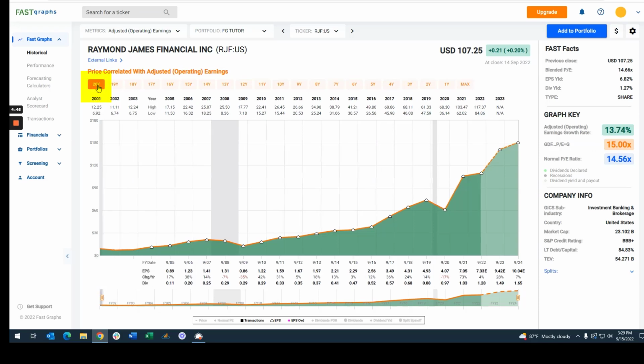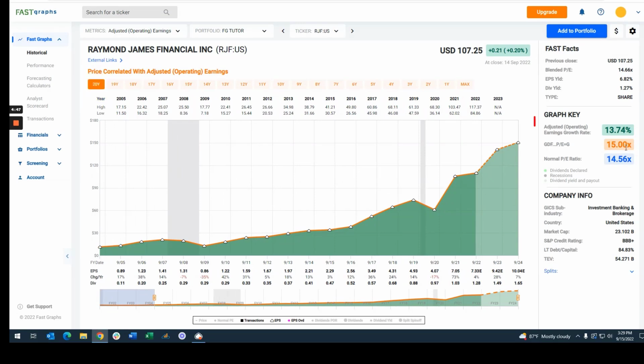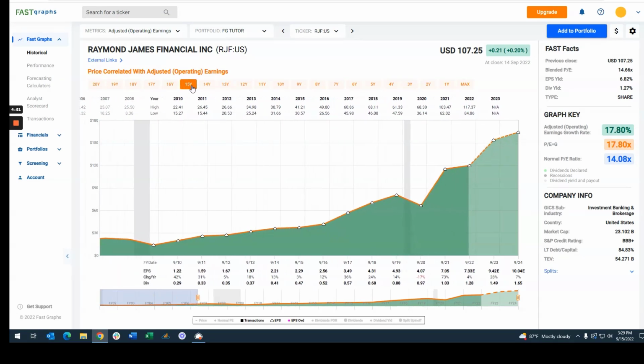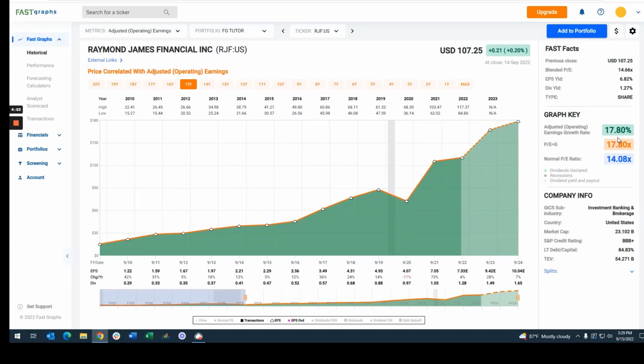Now, if I shorten the time frame a little bit, I want you to notice that the growth rate changes. I'll shorten it again to 15 years, and now we get 17.8%. When that happens, I notice that the formula shifted to P equals growth rate, because we now have growth over 15%. And notice that the multiple that the line is being drawn with is equal to the growth rate as calculated.